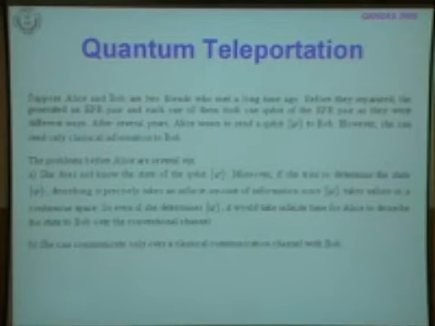Suppose Alice and Bob are 2 friends who met a long time ago. Before they separated, they generated a Bell state, and each one of them took 1 qubit. After several years, Alice wants to send a qubit ket chi to Bob. However, she can send only classical information. The problems are, number 1, Alice doesn't know what she has to send. The surprising thing is Alice can't measure what she has to send, but she can send that. And second, she can communicate only over a classical communication channel with Bob.